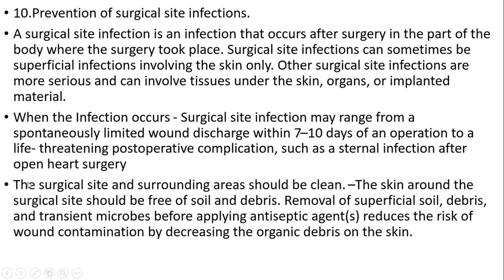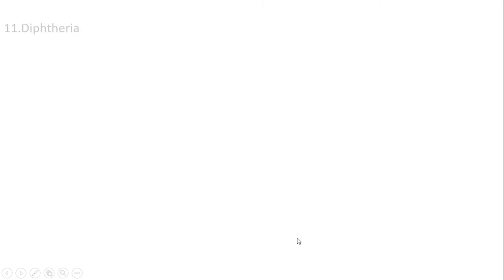The surgical site and the surrounding area should be clean. The skin around the surgical site should be free of soil and debris. Removal of superficial soil, debris and transient microbes before applying antiseptic agent reduces the risk of wound contamination by decreasing the organic debris on the skin.